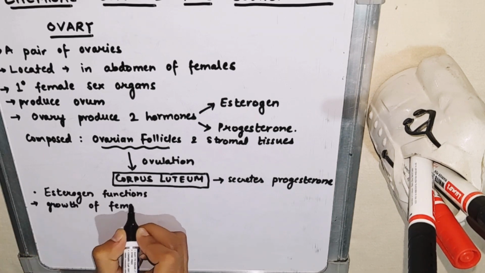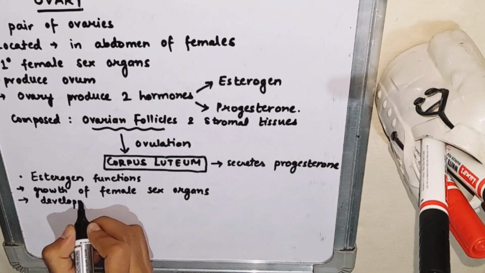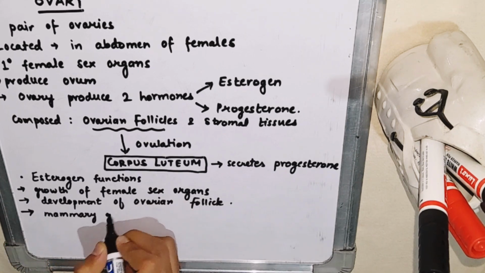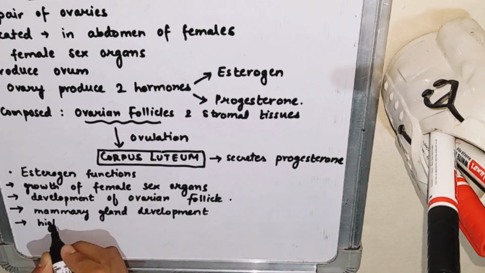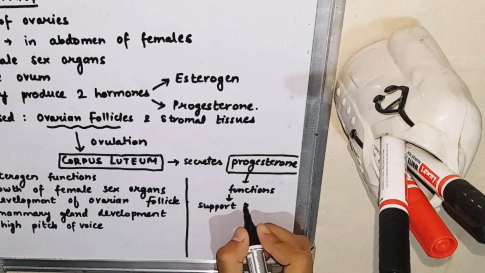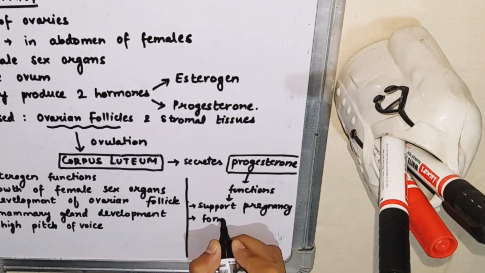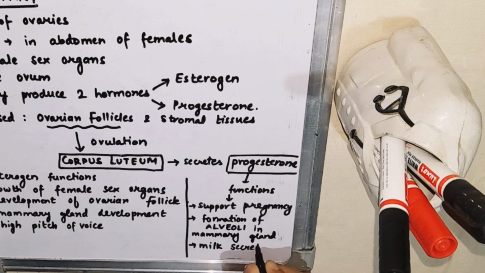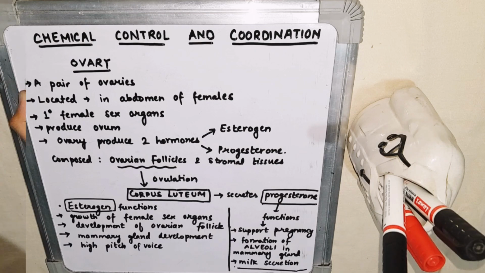The functions of estrogen are growth of female sex organs, development of ovarian follicle, mammary gland development, and high pitch of voice in females. The function of progesterone is that it supports pregnancy, formation of alveoli in the mammary glands, and milk secretion in females.